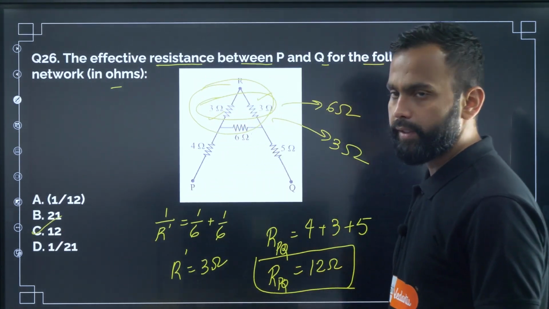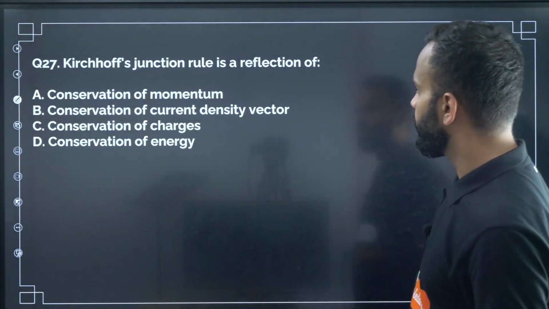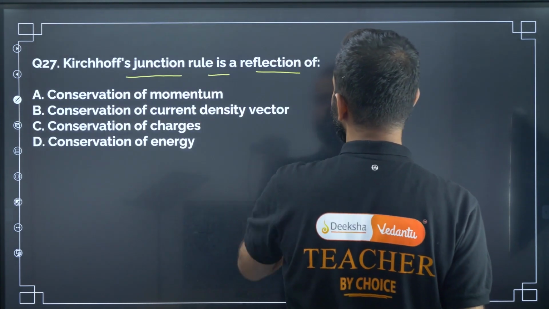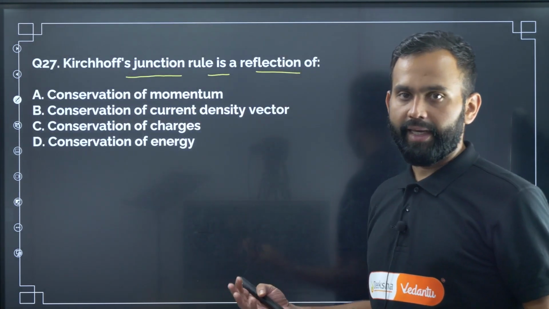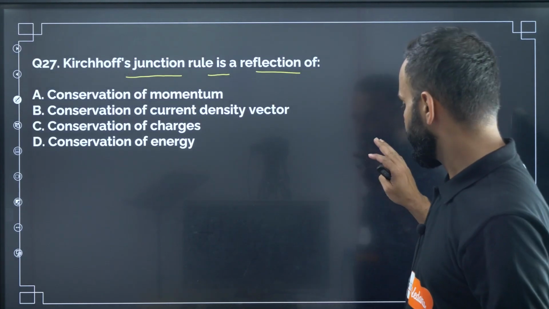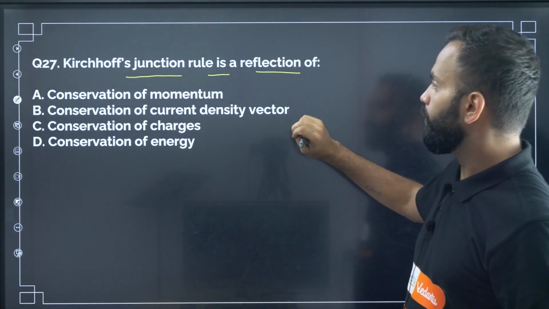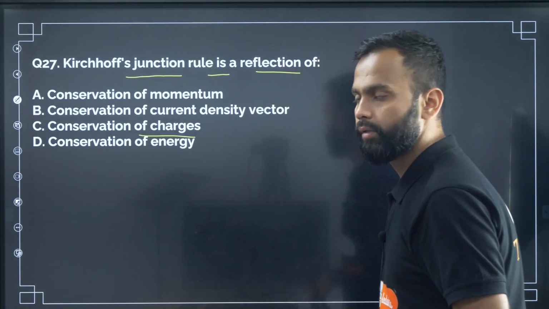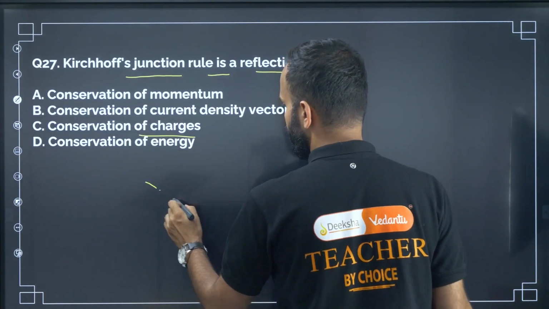Okay, 12. Next question, question number 27. The Kirchhoff junction rule is a reflection of... Simple direct question. Okay, Kirchhoff's junction rule is a reflection of conservation of charge. Okay, conservation of charges. So what is Kirchhoff junction rule?